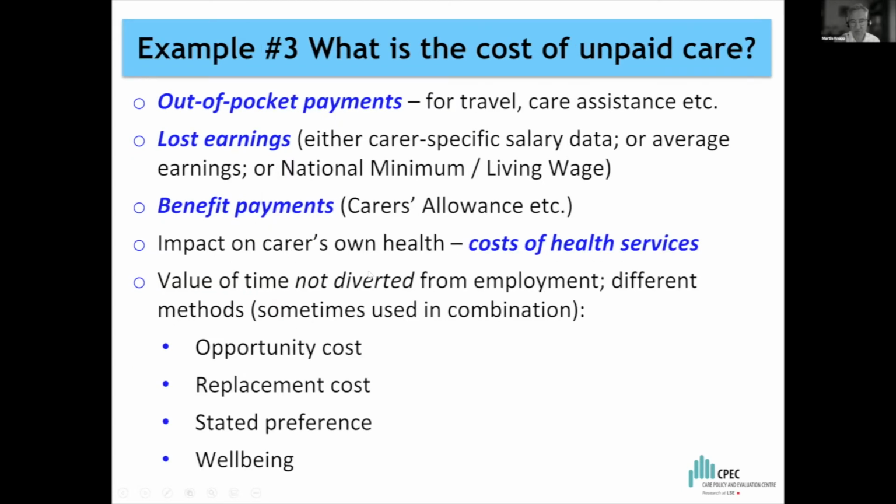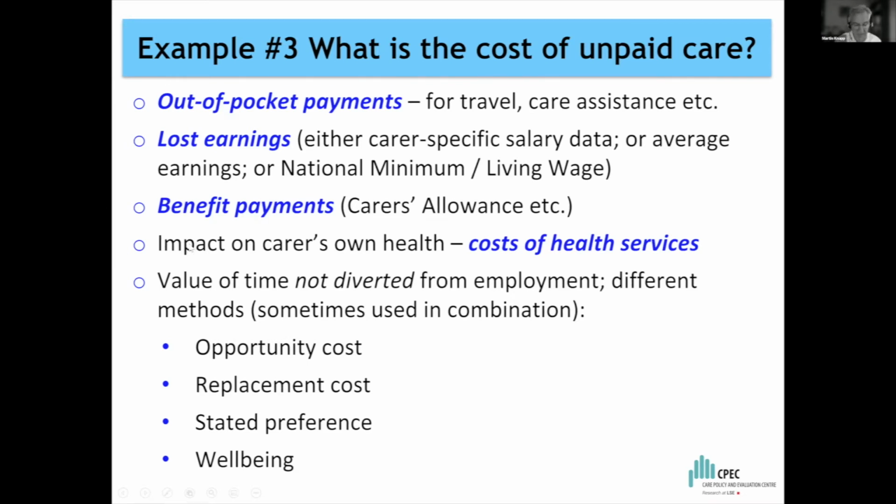Okay, I'm going to keep zipping through in the interest of time. Just one thing to say before I go on to outcome measurement is about the cost of unpaid care. This is so important in social care. So how do we measure it? You want to find out whether carers are paying for things out of pocket, for travel or so on. There might be some lost earnings if somebody is wanting to be in employment but is having to give up some or all of their employment to be a carer. That will impose costs.